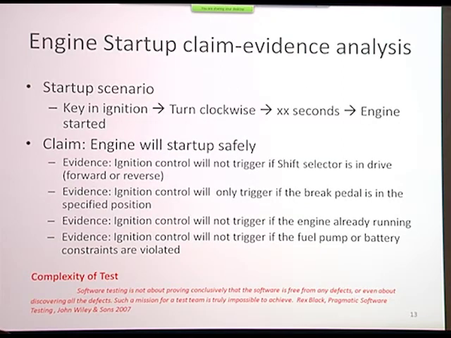Okay. So this slide provides the generalized way of looking at the car startup scenario. So we make a claim that the car will start up safely. There are a whole bunch of things that we may or may not notice, right? That the ignition control will not trigger if the shift selector is not in the desired location. Okay. Then we provide evidence for that. And for example, that ignition control will trigger only when specific preconditions are met. Okay. There's a little definition over here for complexity of tests.